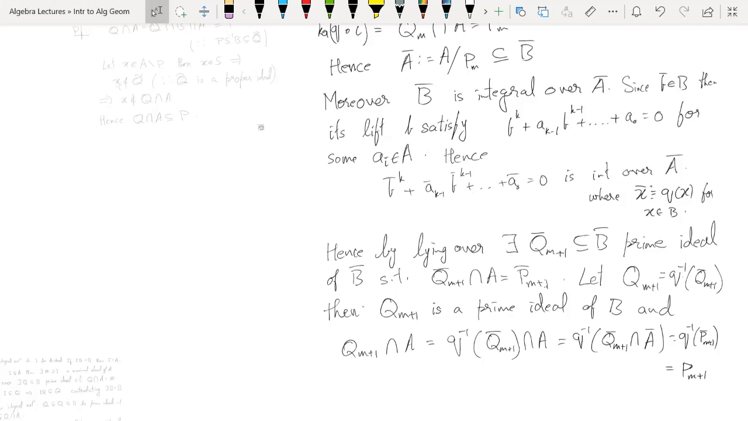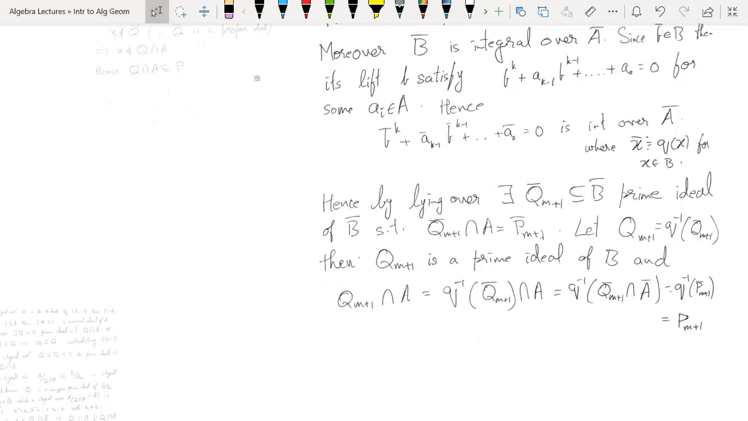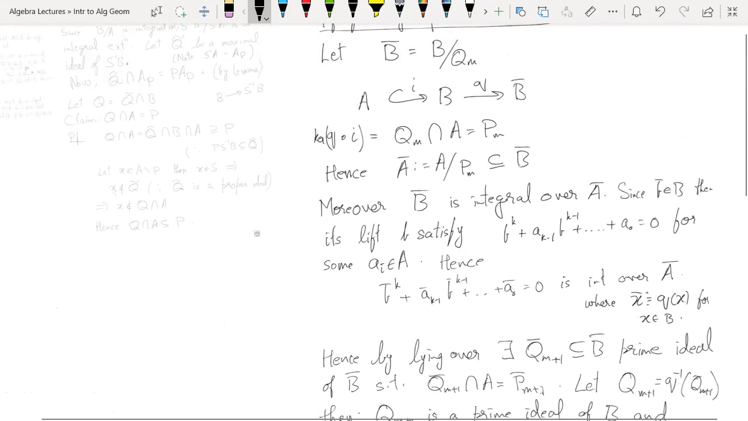So if something is a prime ideal in A containing PM, its image in A bar is also a prime ideal. So we can apply the lying over theorem and get this QM plus 1 bar, a prime ideal of B bar, such that this intersection happens. Then you just take QM plus 1 to be the ideal of B corresponding to QM plus 1 bar, containing QM, which by the way is just Q inverse of QM plus 1 bar, where Q is this quotient map from B to B bar.